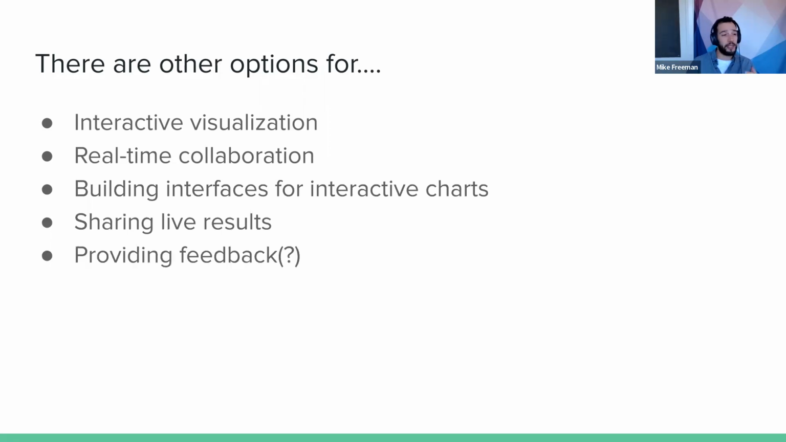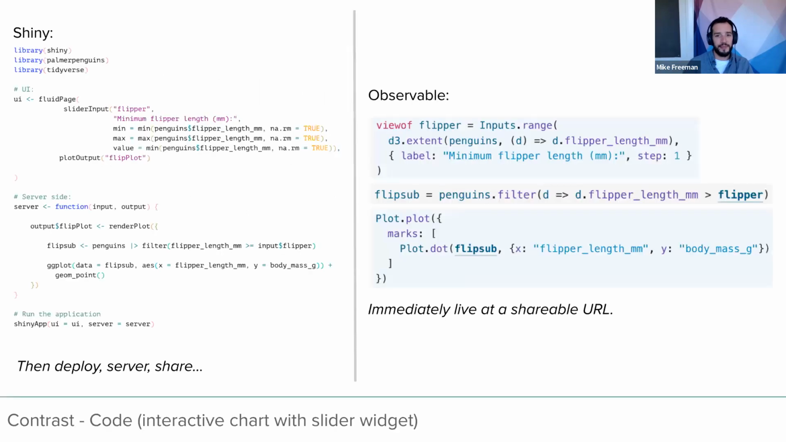Also providing feedback, having this iterative feedback loop with the person creating the code or the people looking at the charts, can be a challenge as well. Just as a small side-by-side, the predominant way in which people do interactivity in R is by using the package Shiny, in which you have to define a user interface and a server, connect those up, and be really careful about the naming of your variables.